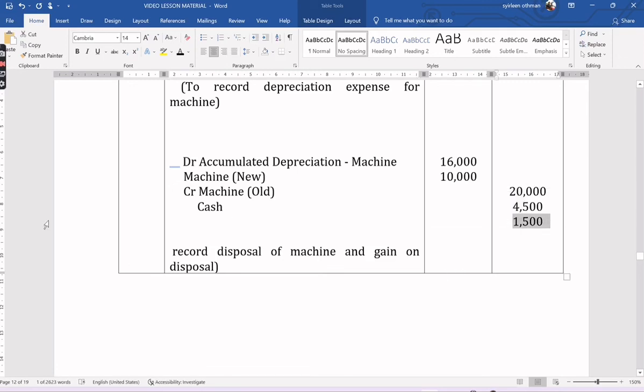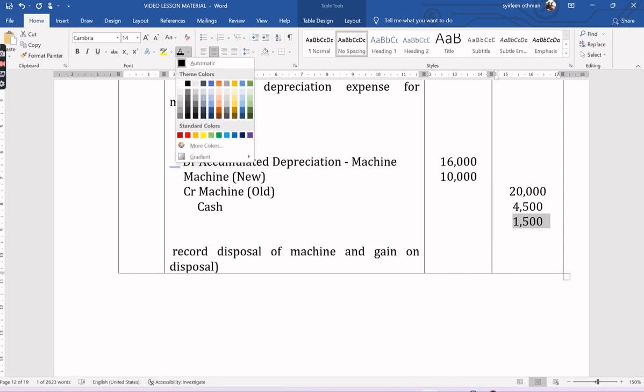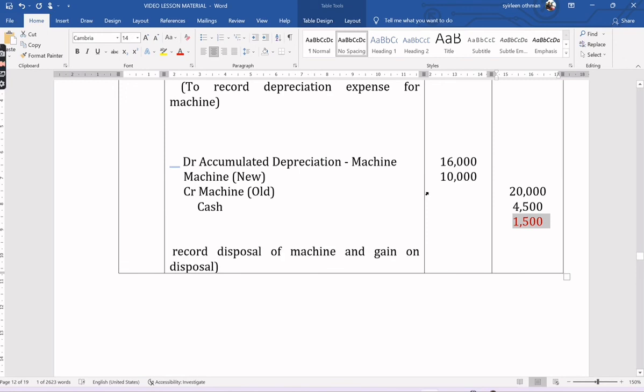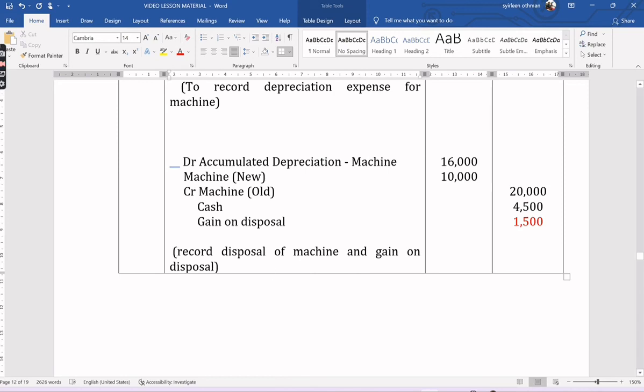So you nampak dekat sini, sebelah debit is 26,000. And sebelah credit is 24,500. So kita short of 1,500. So nak jadikan dia sama 26,000, that means you have another 1,500 on the credit side. So kalau dia on the credit side, that means dia apa? That means it is revenue. So this is gain on disposal. So here we are actually recording disposal of machine and gain on disposal.